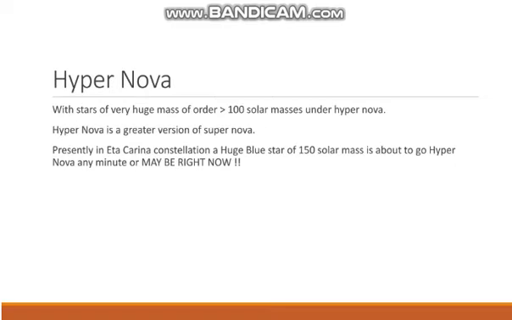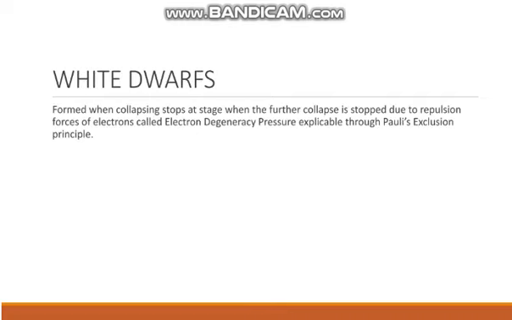Hypernova. Stars of very huge mass, of the order of 100 solar masses, go hypernova. A hypernova is a greater version of a supernova. Presently in the Eta Carinae system, a huge blue star of 150 solar masses is about to go hypernova any minute, or maybe right now.